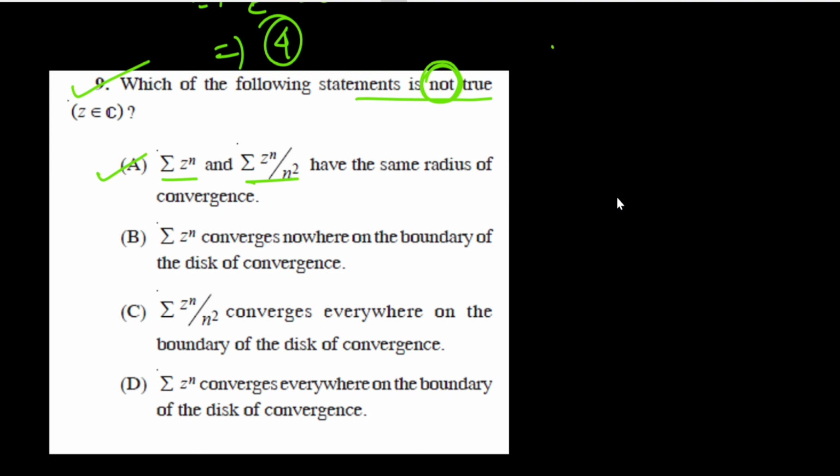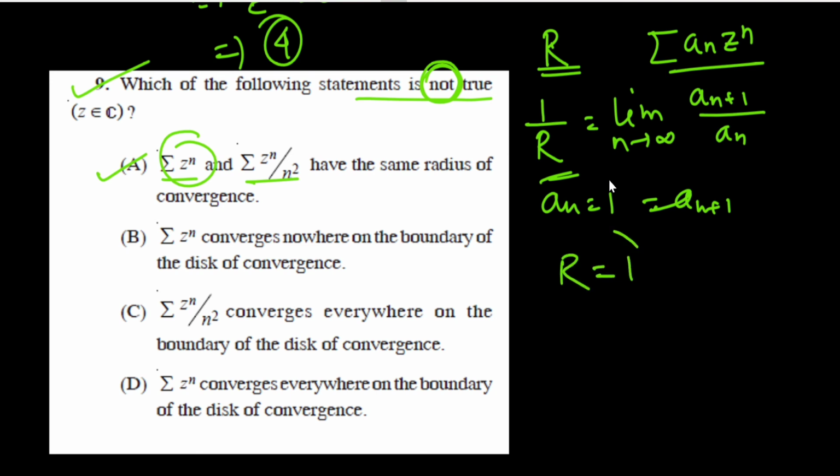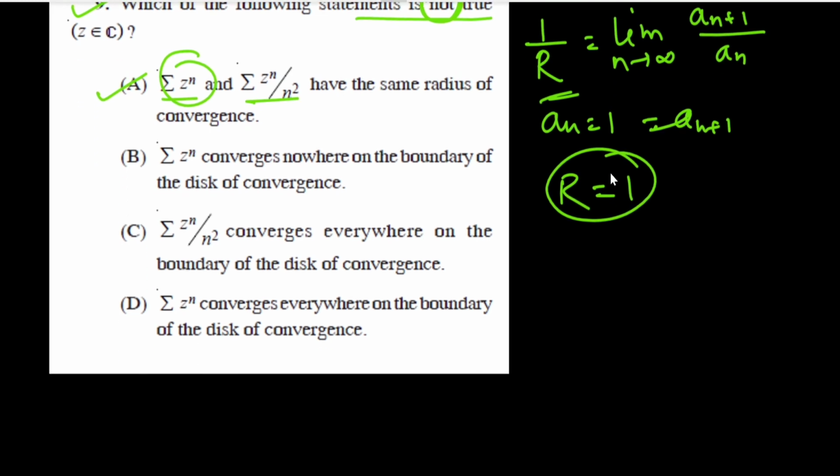Now if r is the radius of convergence, then we find 1 by r equal to the limit as n tends to infinity of a(n plus 1) by a(n), where the power series is summation a(n) z to the power n. For the first series, summation z to the power n, here a(n) equal to 1, so the ratio is also 1, and we get r equal to 1. So for the first series the radius of convergence is 1.